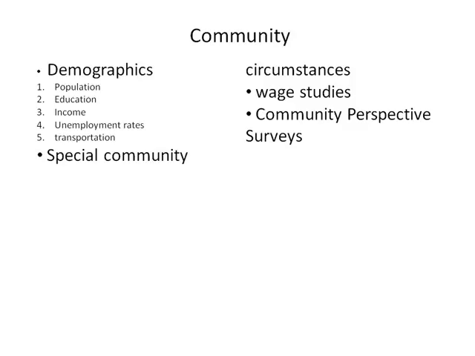Community. There's lots of information to be gathered from the community. You would want to look at your community demographics such as population, education, income, unemployment rates, transportation issues, and any special community circumstances. What I mean by that is the circumstance I brought up with incarcerated spouses. Here in Fremont County that is a special community circumstance we have to take into consideration, since we have some prisons here. Also looking at wage studies and community perspective surveys.